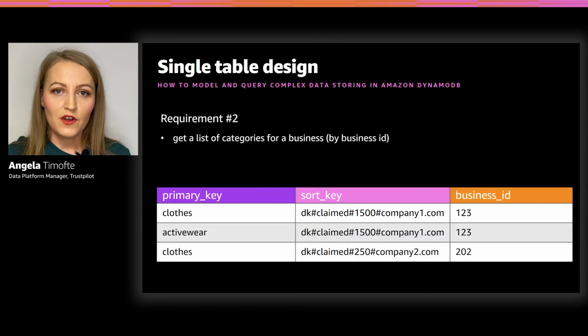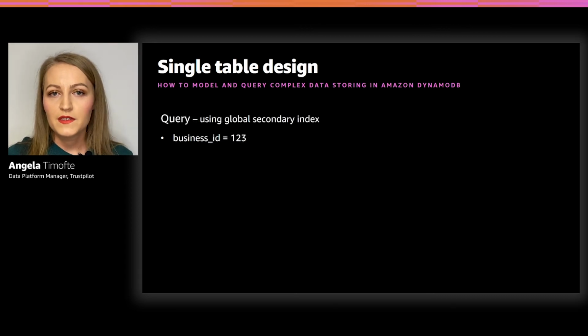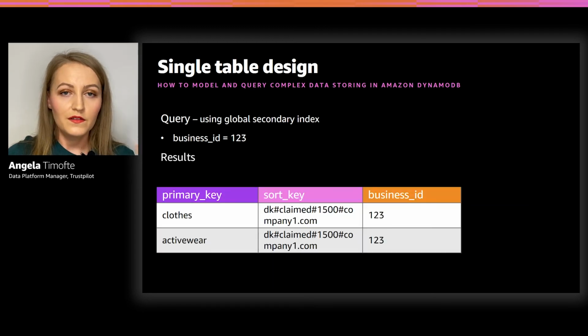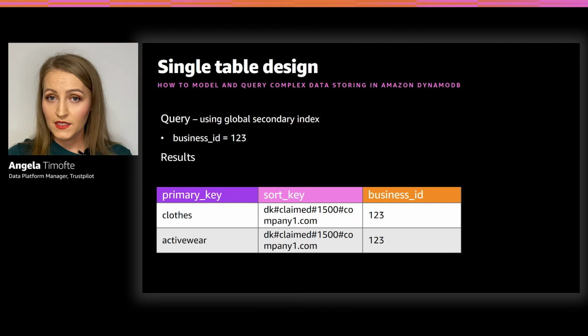Then the next query that we had to make was to get a list of categories for a specific business. So in this case, we are going to use a global secondary index, and let's say we want to get the items that have business ID equal 1, 2, 3. And the results that we'll get are these ones. And this is correct, no gotcha here. This is what we expect.